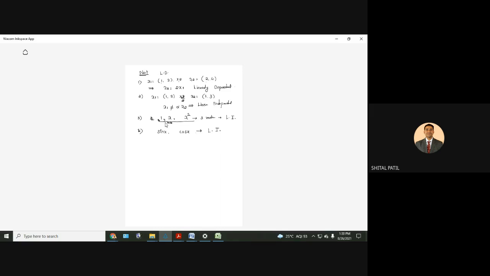Say I have e raised to 2x and e raised to 3x. Suppose I want to get e raised to 3x. What I have to do? I have to multiply e raised to 2x by e raised to x. But e raised to x is not a scalar. That is, this type of combination does not exist. e raised to 2x equal to some scalar into e raised to 3x, not possible, and therefore the functions are linearly independent. Now go to the formulas.